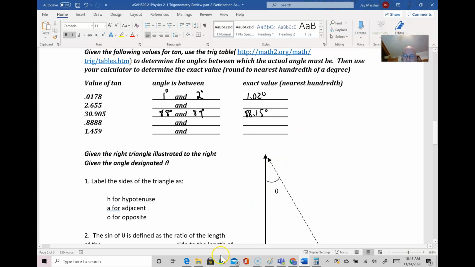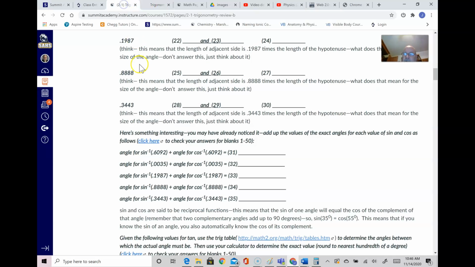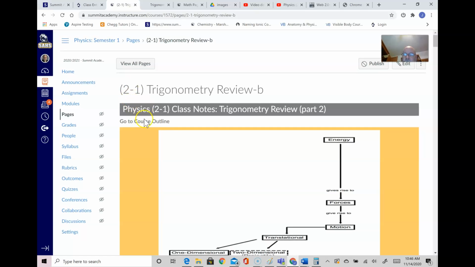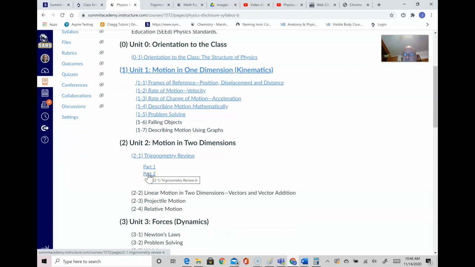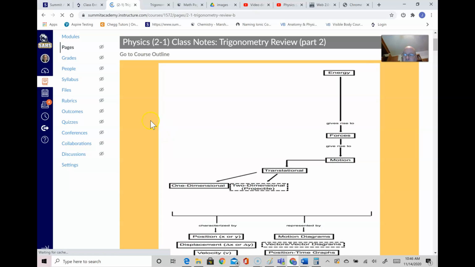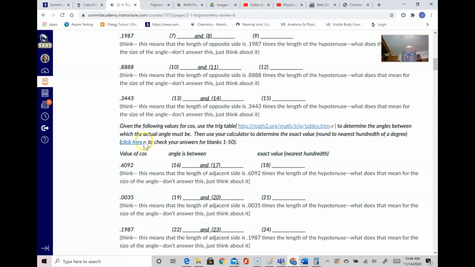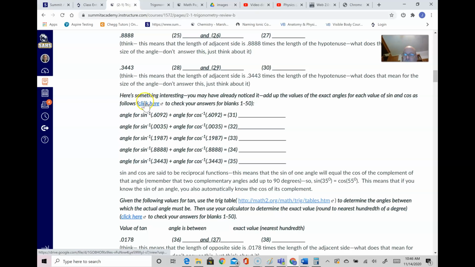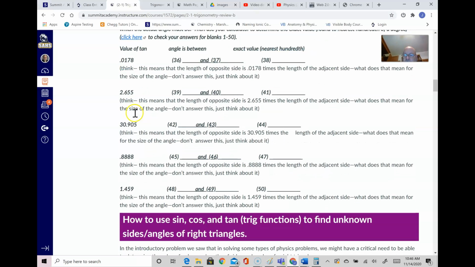And again, if you go to the class notes for this in Canvas, okay, that's this page right here, right? And I get to that by going to the course outline and clicking on Trigonometry Review Part 2, and I can find the answers for that, for the sines, for the cosines here, for the angles adding up to 90 degrees. I can click there and find that set of answers. And then for the tangents, I can click that set of answers.